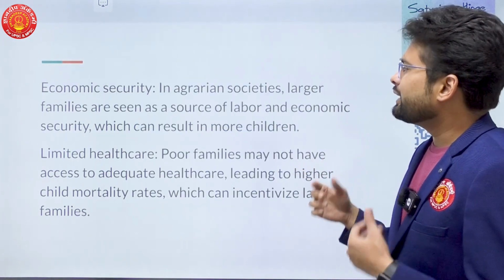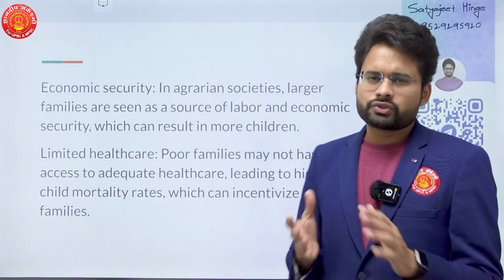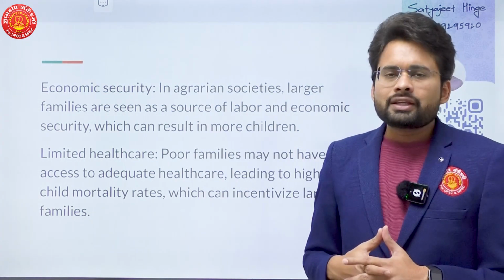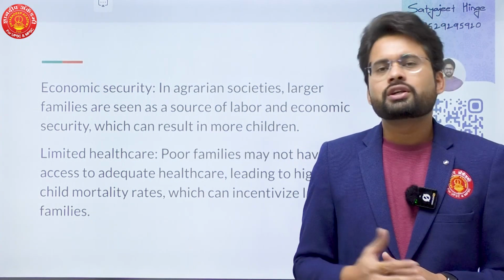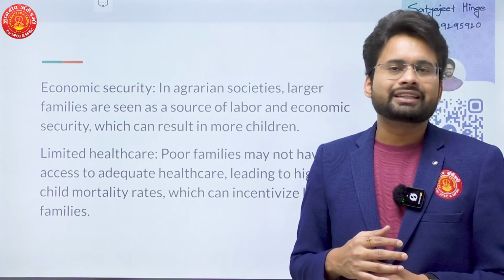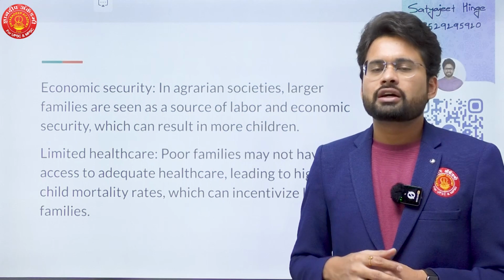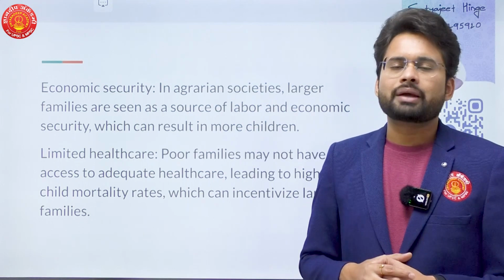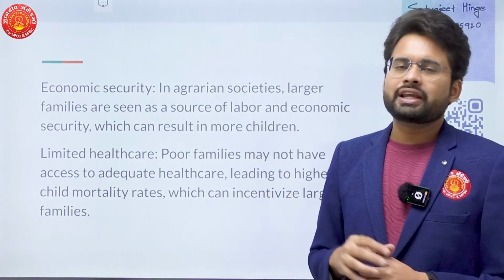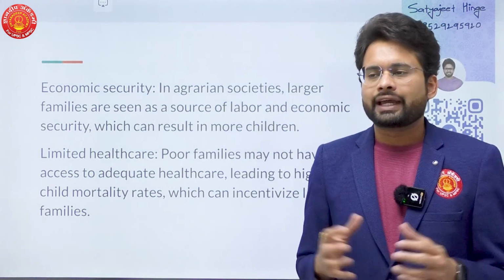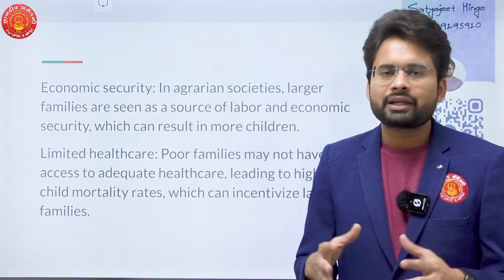Secondly, I can argue about economic security. In many societies, especially primitive and agrarian societies, families give birth to more and more children to help them in increasing their income. These children are considered future working hands, and that's how families in poverty, especially in agrarian societies, give birth to more children because of these helping hands who contribute to more family income.